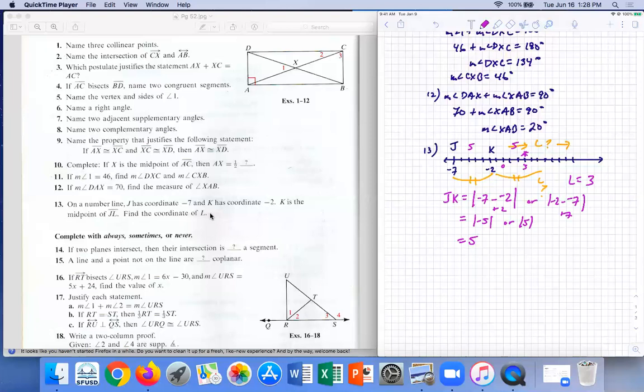So since JK is 5 units, we can add 5 units to -2 to find L. KL has to be 5 as well, right? So algebraically, you could say KL is equal to -2 plus X, which is also equal to 5. -2, is that right?